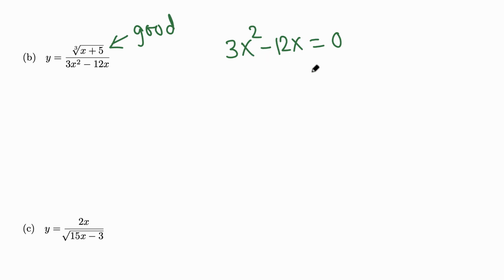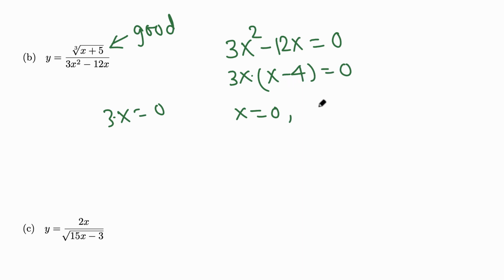Now we can solve for x. Look at these two terms, so let's factor 3x out: 3x times (x minus 4). Now it's a product, so either 3x equals 0, which means x equals 0, because we can divide by 3, or x minus 4 equals 0, which means x equals 4.